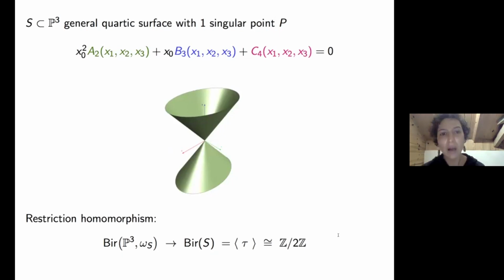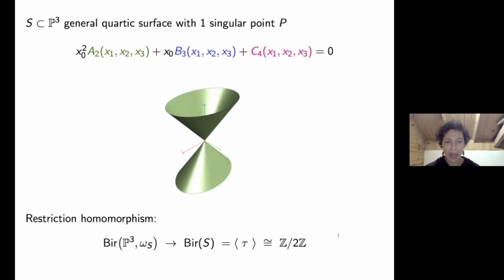If you give me a value for x1, x2, and x3, then I can plug it in the equation, and then I can solve it for x0, and generically I will have 2 solutions. So what this involution does is exchange these 2 solutions. So this is the tau, and if I take my surface generic, then this is the only birational self-map of S. It's not an automorphism. In fact, it is a non-trivial birational self-map.